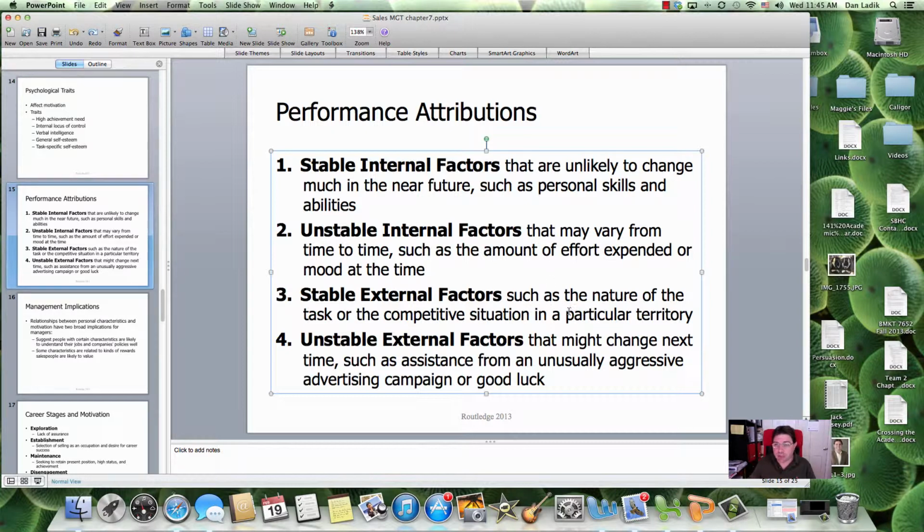External factor, stable. Hopefully the competitive situation in a particular territory is stable over time. External unstable: sometimes you might get a boost from a lot of advertising or a lot of leads coming in, or just pure good luck, or a salesperson from a competitor leaves, which gives you more opportunity to sell within your territory. That would be an external unstable factor.